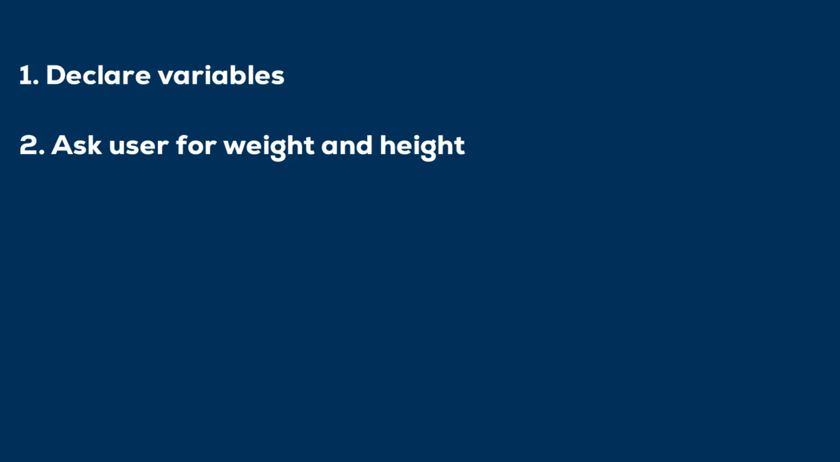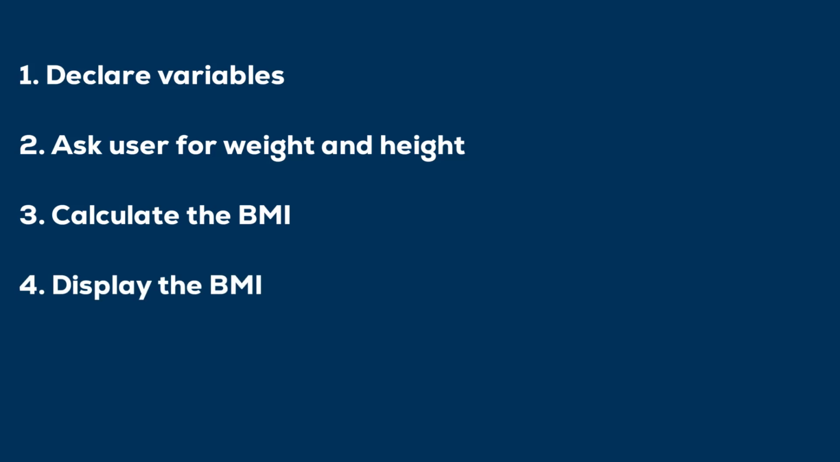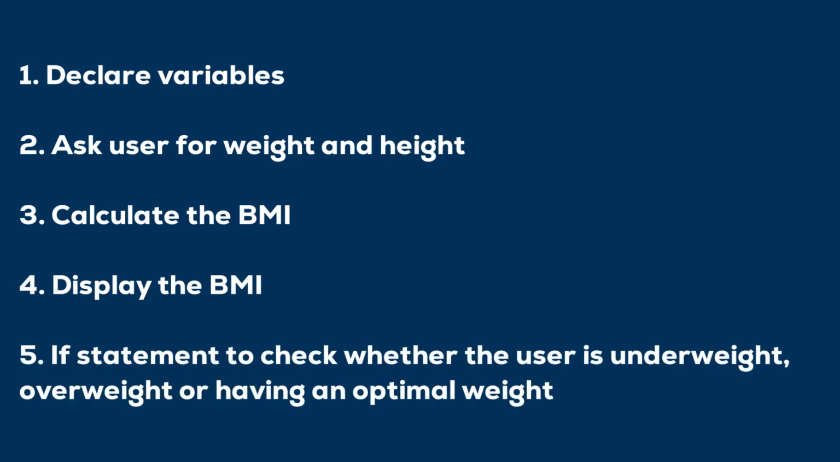After that, our third step is where we calculate the BMI. A formula was given in the question as BMI is equal to weight times 703 over height squared. So that's the formula that we are going to use to calculate our BMI. And then our fourth step is that we will display the BMI, so we display the results that we have for the BMI. After that, you have to make the comparison. So here you bring if statements to check whether the person is underweight, overweight, or having an optimal weight. So let's start writing our code.